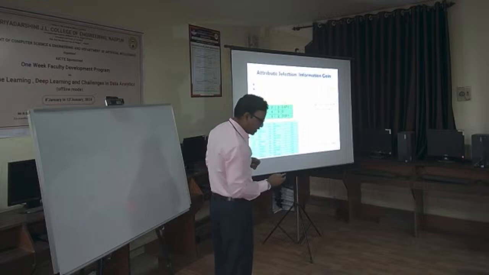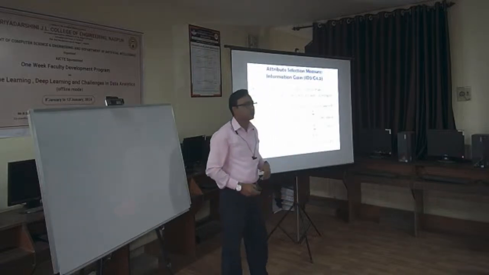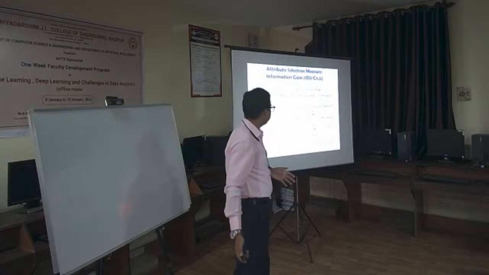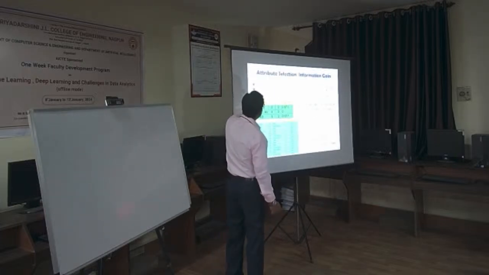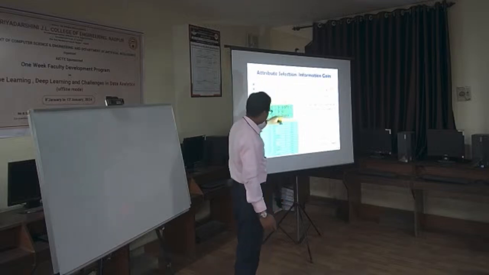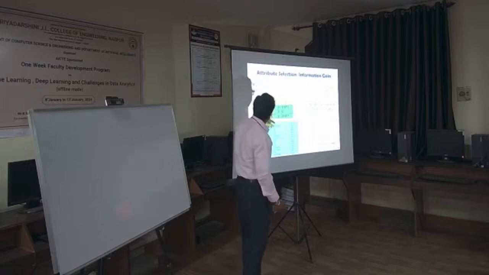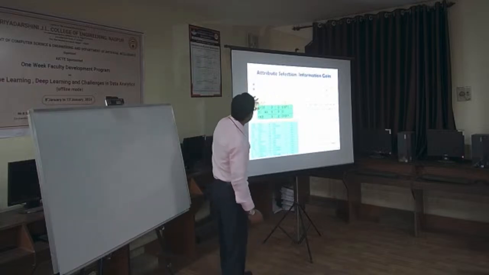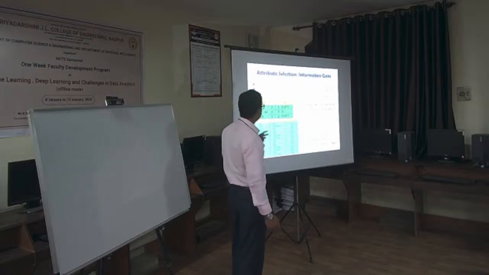So first, what do we have to find? Info D, the whole data set. On the whole data set I will apply it. The whole data set is categorized into two classes, yes or no. So how many are yes and how many are no? I think there are 5 no and 9 yes. So I have written the information as 9,5: 9 yes and 5 no.